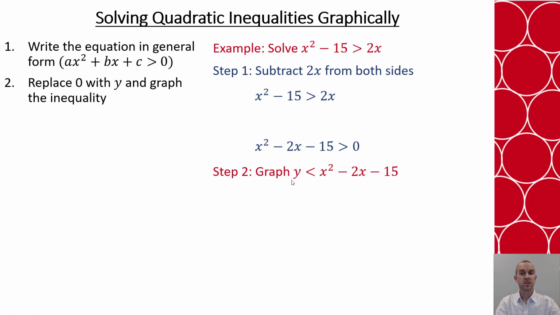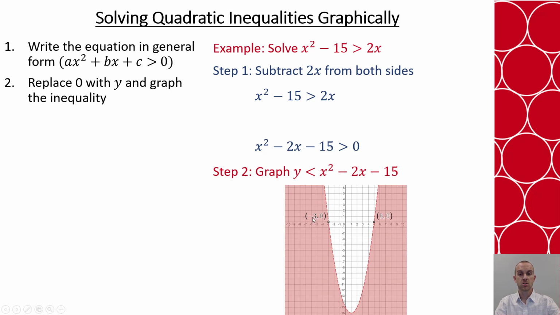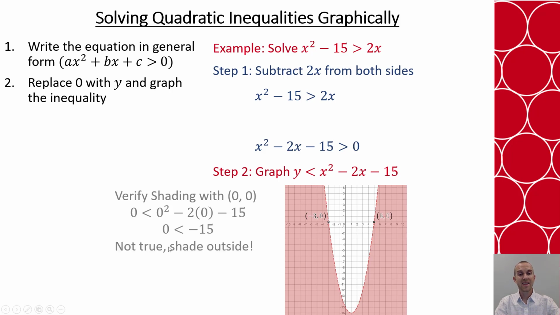I can plug this now into any program I have, and I'll see that my graph should look something like this, with a hollow dot at negative 3, 0 and at 5, 0, and the parabola itself should be dotted lines. Now if I want to verify my shading, I can use 0, 0, which falls inside the parabola. So 0 is less than 0 squared minus 2 times 0 minus 15. 0 is less than negative 15, and that is not true. So I would not shade inside because these values are not true. It has to be everything on the outside.